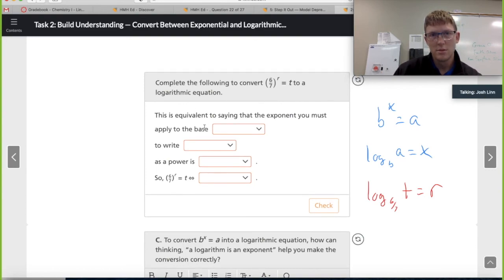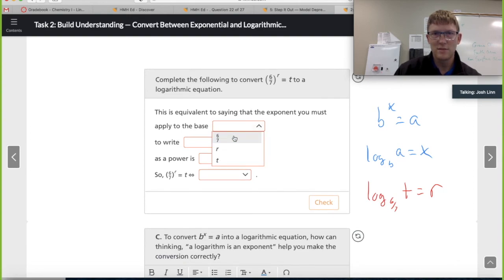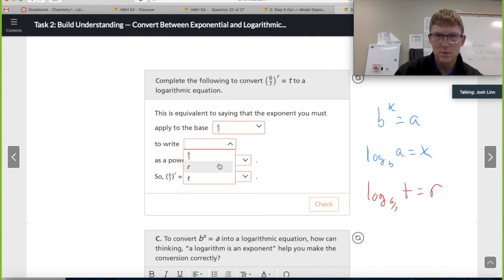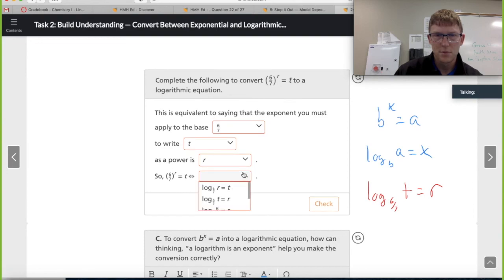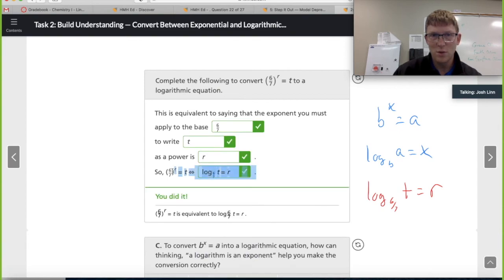So here we go. Again, weird wording up here. So the exponent you apply to the base 6/7 to write t as a power is r. So basically we're looking for this one. So that's log base 6/7 of t equals r. So again, this is what you need to be able to do.